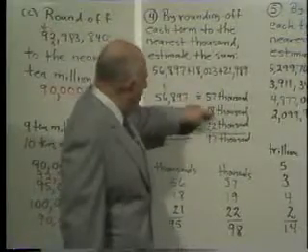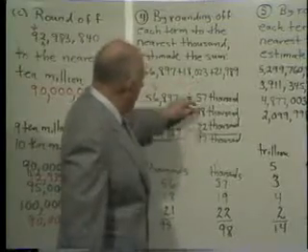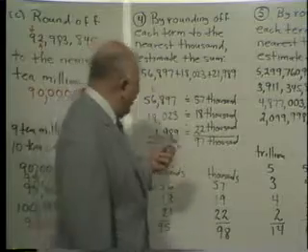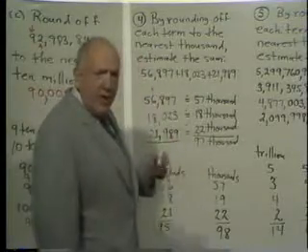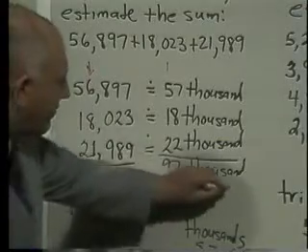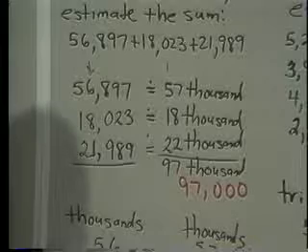See, 2 and 8 are 10 and 7 are 17. Put down the 7, carry the 1. 2 and 1 are 3 and 5 are 8 and 1 is 9. The answer is 97,000. And if you feel more comfortable with digits rather than with words, you simply write this as what? 97,000. And this tells me that the answer is around 97,000.